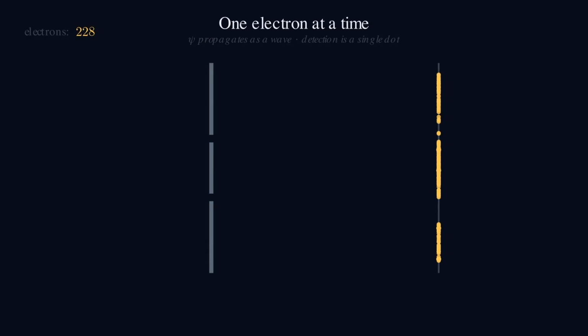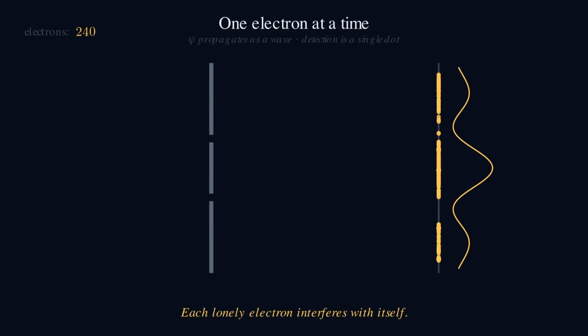After thousands of these single events, the dots are not scattered randomly. They are not in two clumps. They build up, dot by dot, into the same fringe pattern. Each lonely electron interferes with itself. Now let us ask the question that started everything. Which slit did it really go through?